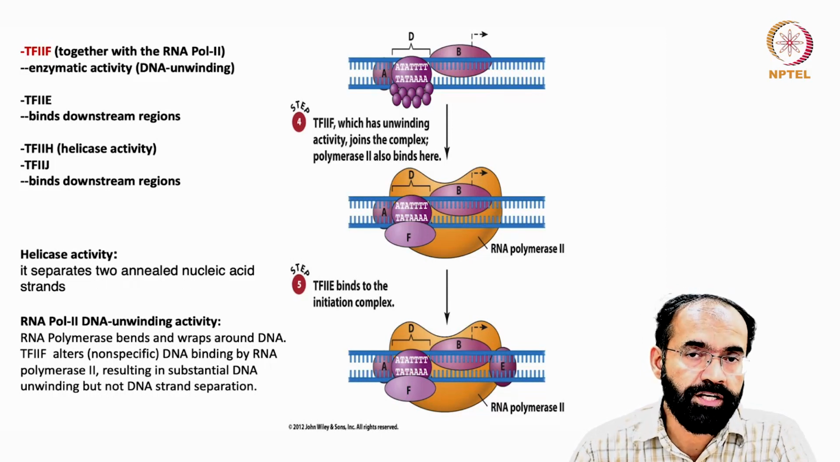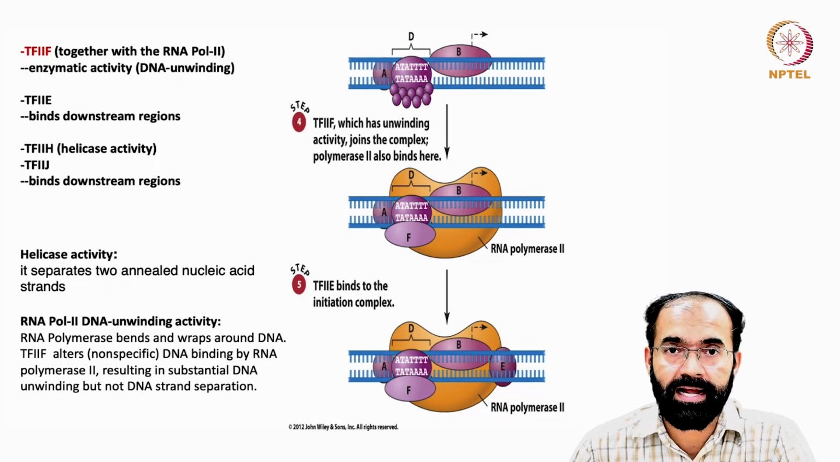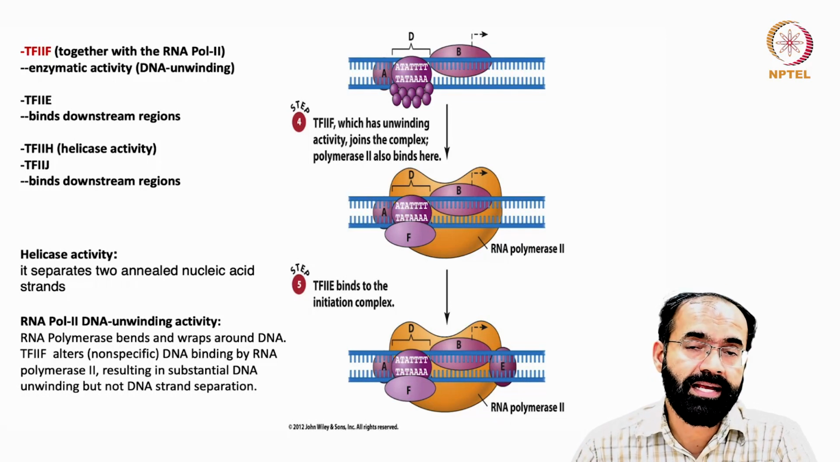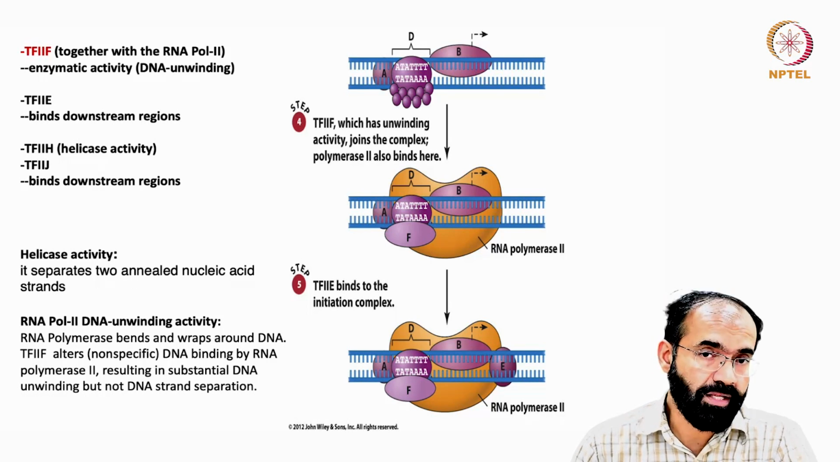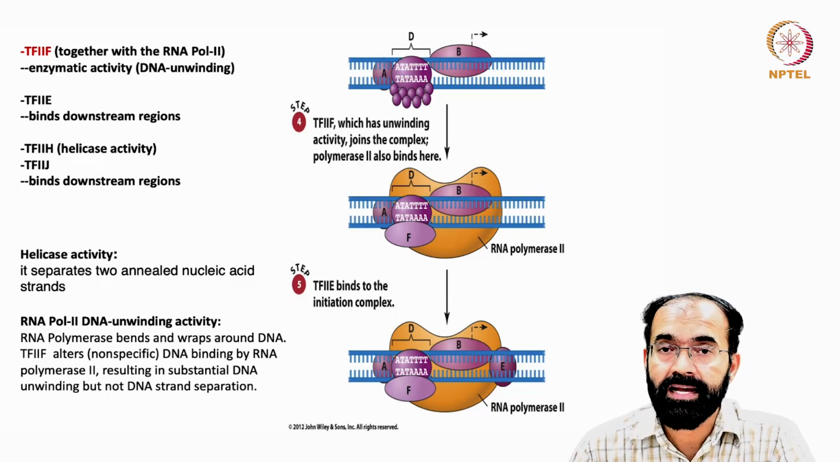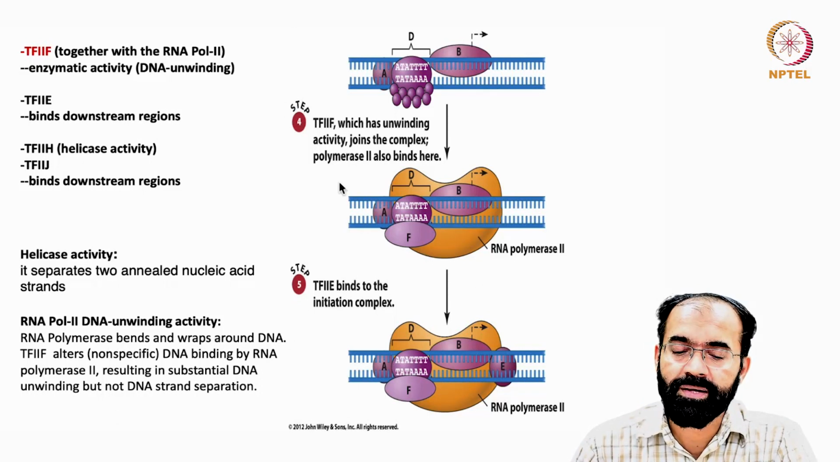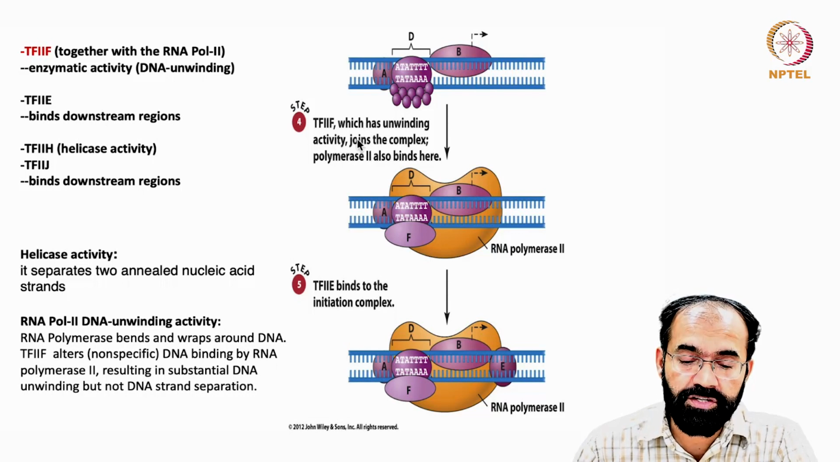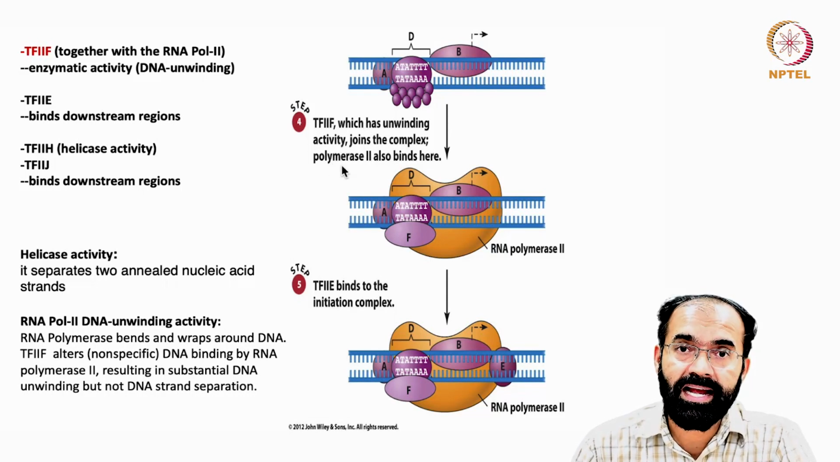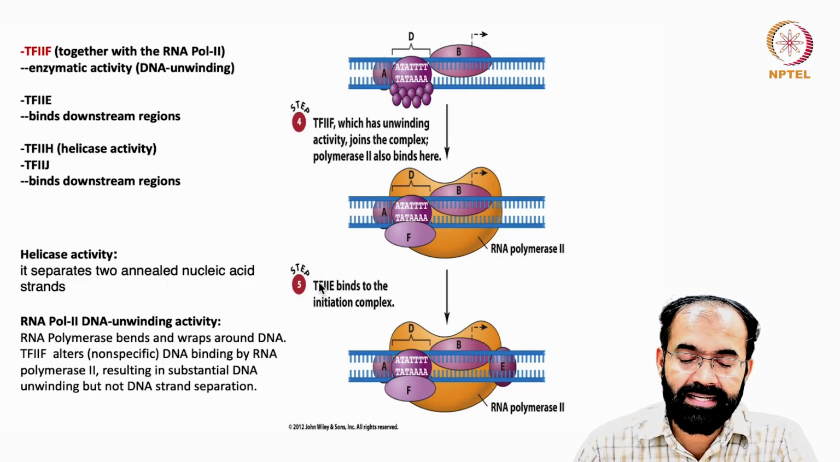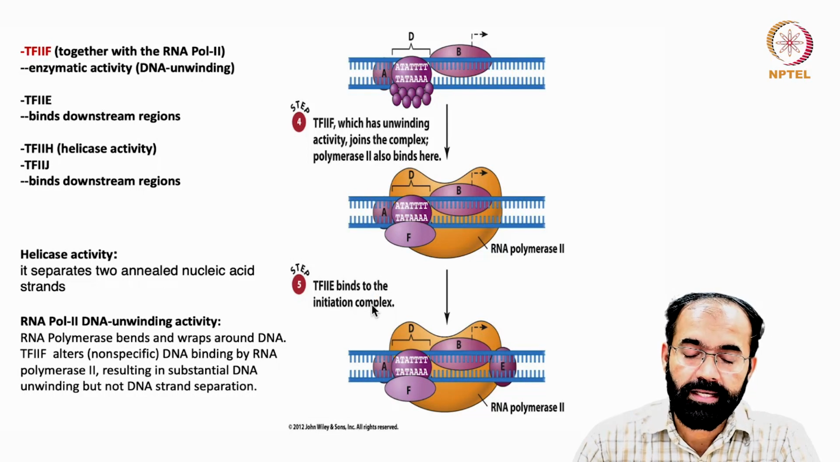So like we already know, DNA is not like a railway track. Although it is double stranded, it's not like a railway track. It is bent around like a spiral staircase. So you have to unspiral it so that it looks like a railway track, and now the strands have to be separated. So that is what happens as step 4: TF2F joins, and that unwinding activity is very important for polymerase II to initiate, and then TF2E binds to the pre-initiation complex.